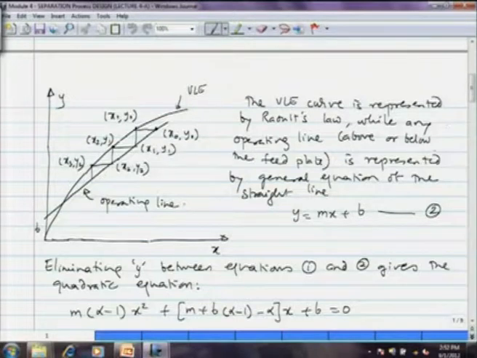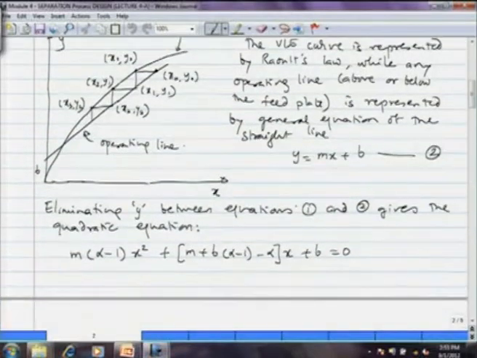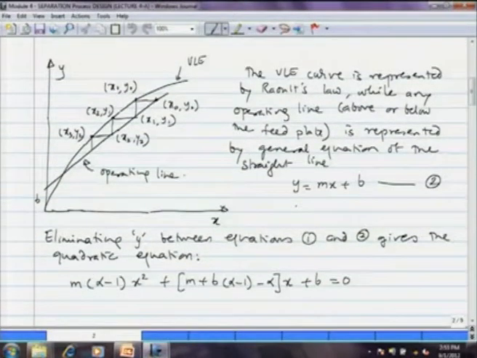Now, let us say that we give a general expression for this operating line as y is equal to mx plus b, and then we plot specific points on the operating line and the corresponding points on the vapor liquid equilibrium curve. X0 y0, as you see on the screen, is the point on the operating line, and x1 y0 is the corresponding point on the VLE curve. Then x1 y1 is the next point on the operating line, x2 y1 is the corresponding point on the VLE curve, and so on and so forth.